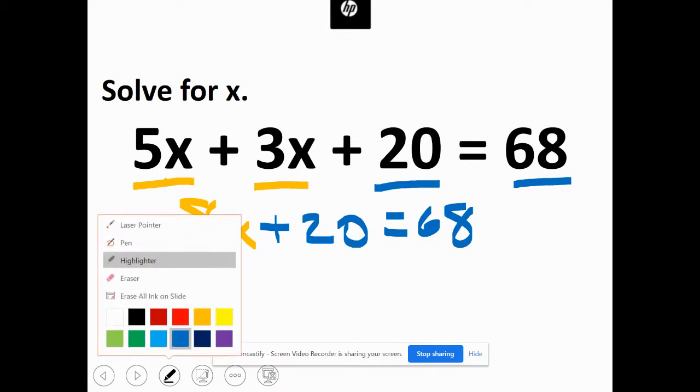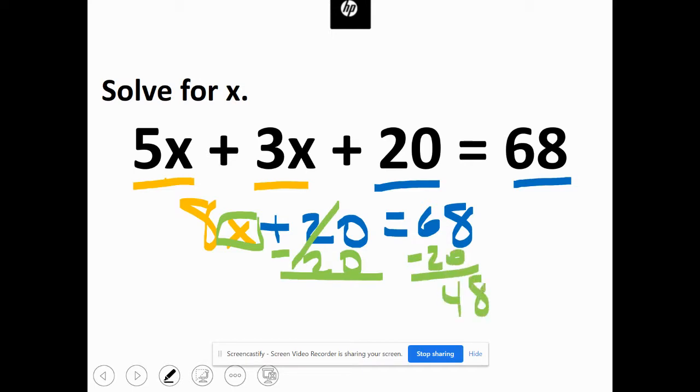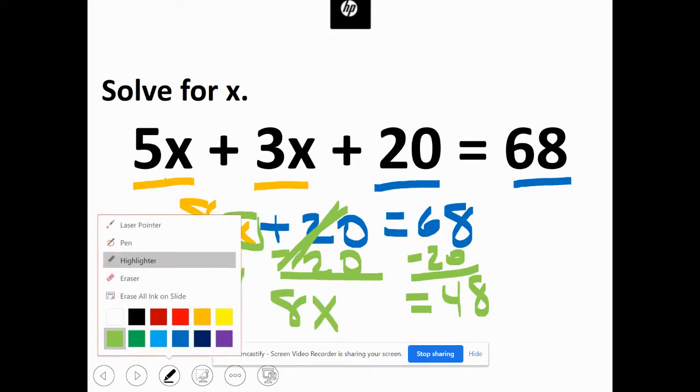Now we're going to solve for x using our way of how we're going to undo the problem. We're going to isolate the x. We're going to do the opposite of plus 20, which is to minus 20 on both sides. And when we minus 20 on both sides, I get 48 on one side, and those two cancel right there. So now the 8x drops down, and now we have 8x equals 48.